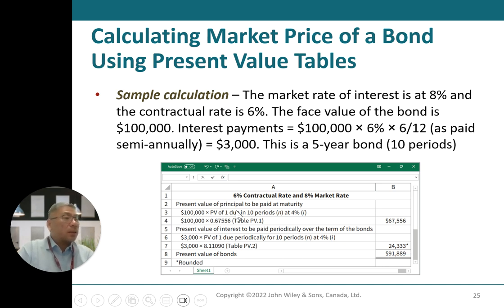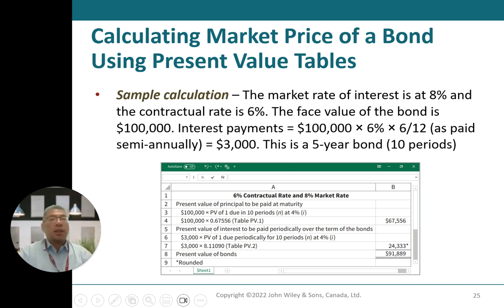Look at this, okay? The bond pays 6% and the market is 8%. So it has to be at a discount. Why? Because the market rate is higher than the bond's 6%. So the money will go after the higher rate. That's the key. Okay, you get 3,000, 10 periods here is 24.33, using, remember, this is using the table.